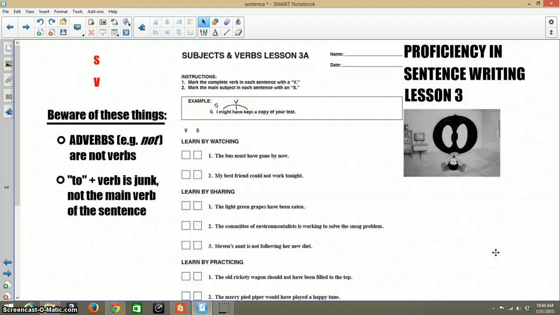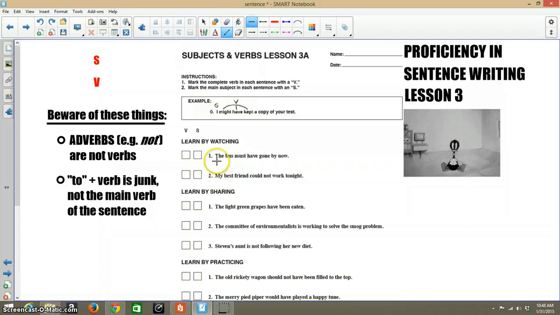Lesson on Proficiency in Sentence Writing, Lesson 3. On this lesson, you have to identify subjects and verbs as usual. The subjects here might have multiple words to them. So on question 1, I'm just going to use a line here to indicate what the complete subject is.